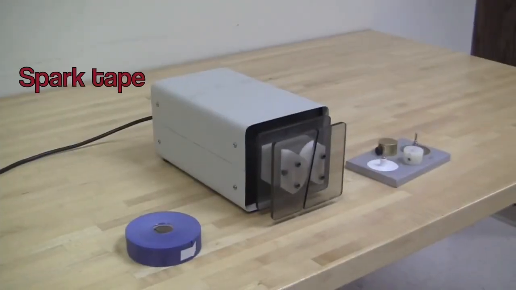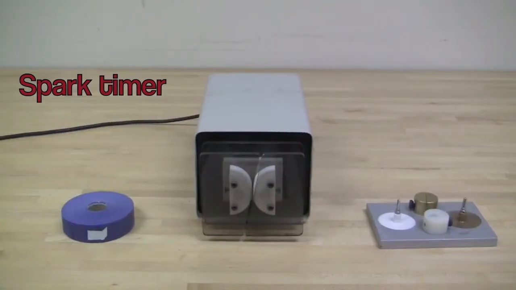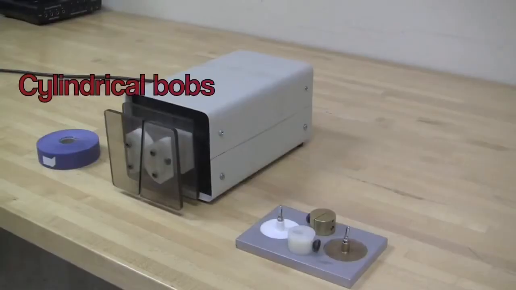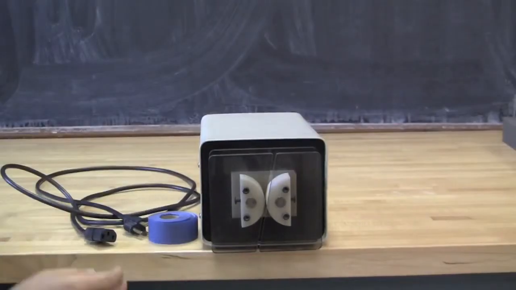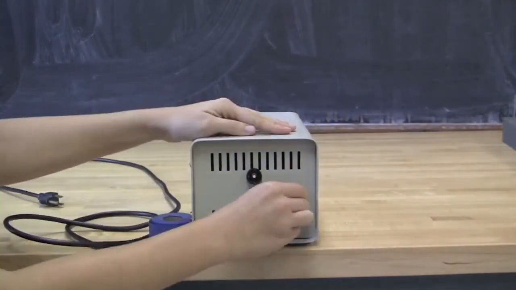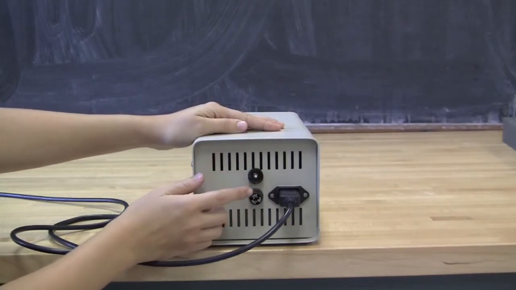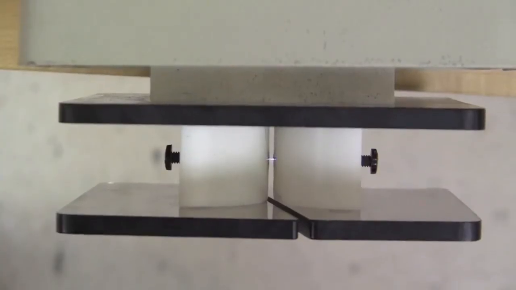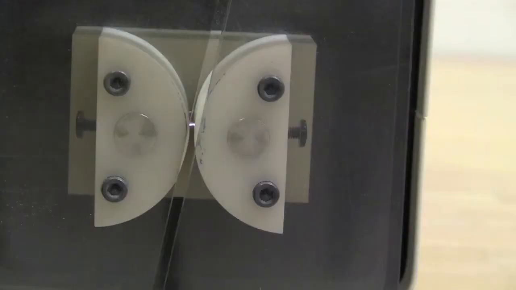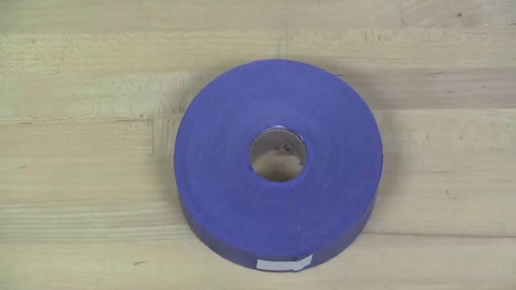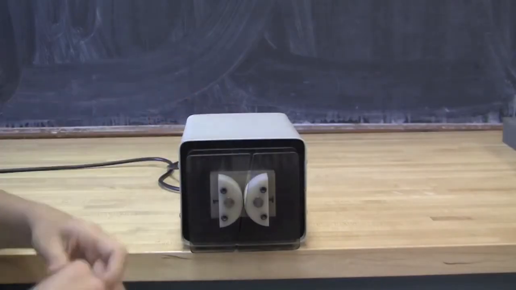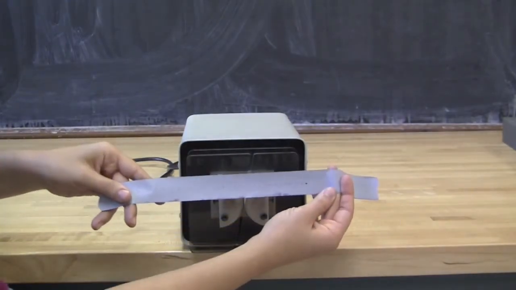The things we'll be using are spark tape, spark timer, and cylindrical bobs. To set up the spark timer, first connect it to the power source using the cable. The spark timer can now be operated using the push button on its rear end. It has two convex surfaces and it sparks every 1/60th of a second. The spark tape then records the sparks as it passes through the convex surfaces.